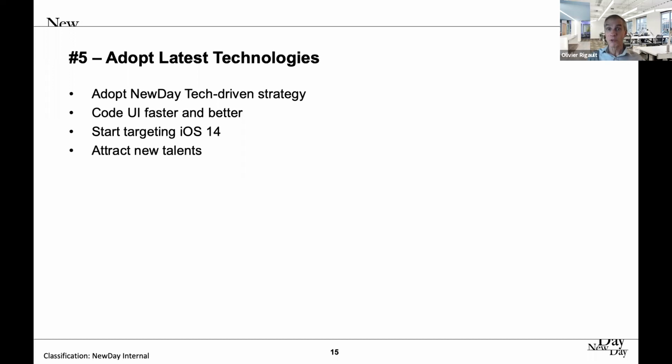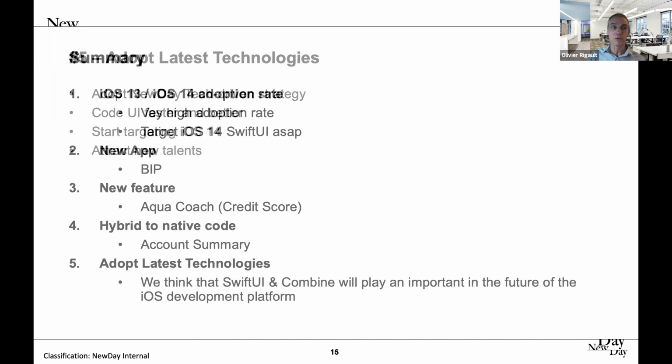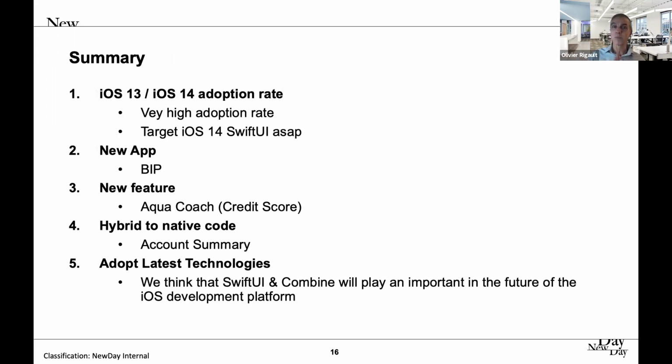So yeah, that's the five reasons why we adopted SwiftUI. If I can summarize them: adoption rate, not a blocker. We launch a new app. We launch a new feature in the existing app. And we replaced our web views by native code. And the last one is we think that SwiftUI and Combine will play a very important role in the future of the iOS development platform. So that was the summary of decisions.